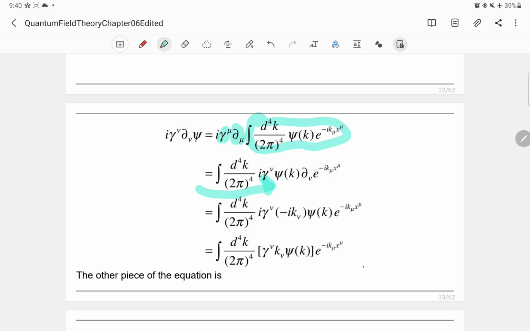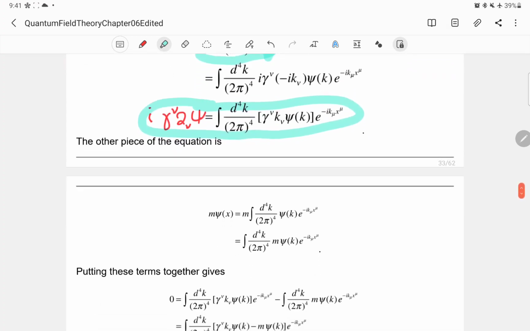And you only get the derivative of the exponential of i k mu x mu, because your psi is not a function of x mu. So you will finally have i gamma mu derivative nu of psi equal to this one here. That is the first term in the Dirac equation.